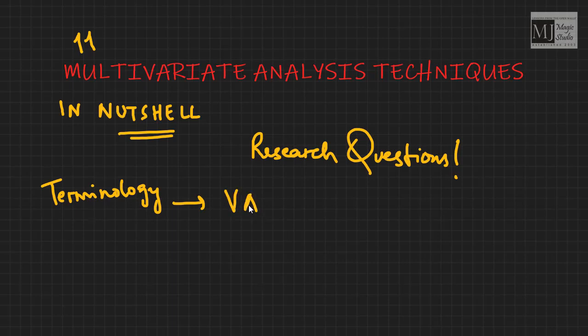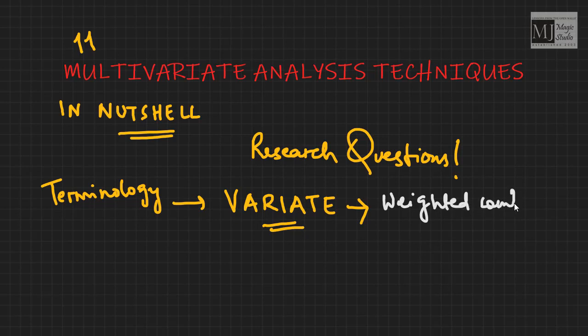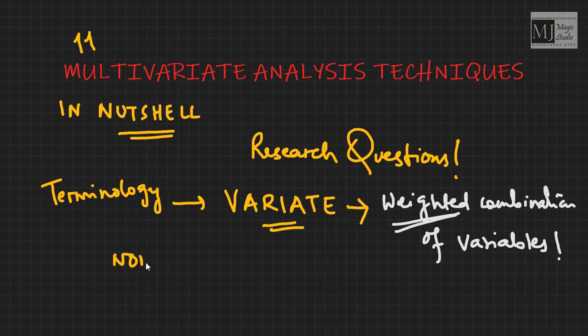What do we mean by a variate? A variate is a weighted combination of variables. And you know where lies the actual problem? The purpose of the analysis is to find the best combination of weights. Then we have non-metric data.